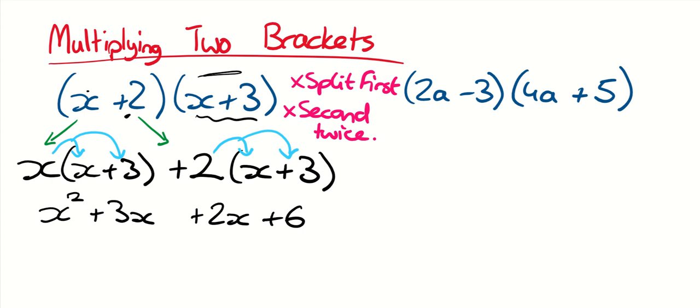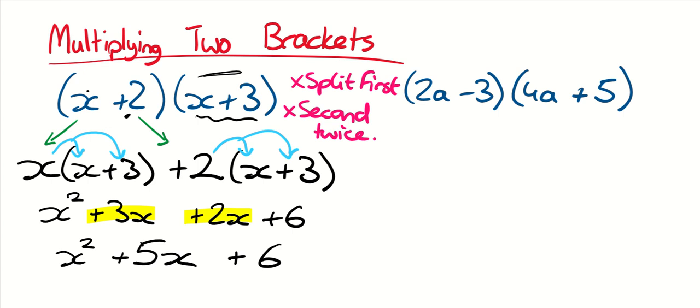Okay, we're not just finished yet though, because you can see we have two like terms here. So we've got a 3x and a 2x, and if you remember from the start, they're the same, so they're going to become 5x. And just to finish off, it'll be x squared plus 5x plus 6.